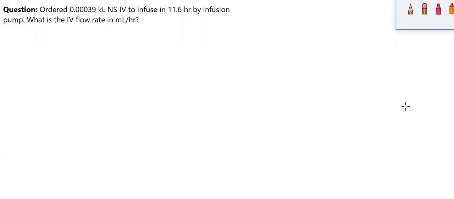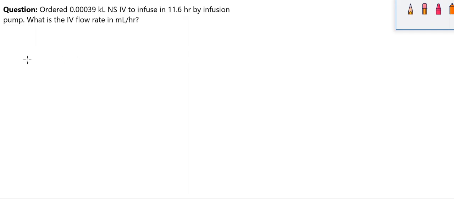Okay, here's another one. Ordered is 0.00039 kiloliters of normal saline IV to infuse in 11.6 hours by infusion pump. What is the IV flow rate in milliliters per hour? I apologize if I get some of the terminology wrong. I am a math tutor, but I know squat about actual pharmacological terms. Can do math, so let's do the math.